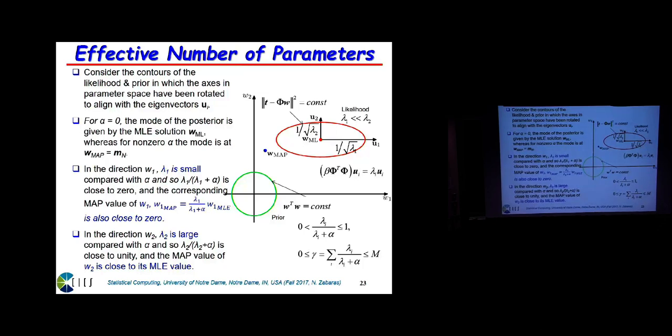Think of it this way: in some directions this is very small, it's zero, and in other directions it is what it is. So when I sum up all of this, what do I get? I get a number of effective parameters that can be estimated from my given data set. So gamma is the number of effective parameters, and since I have a polynomial of order m, it is somewhere between 0 and m. Make sense?